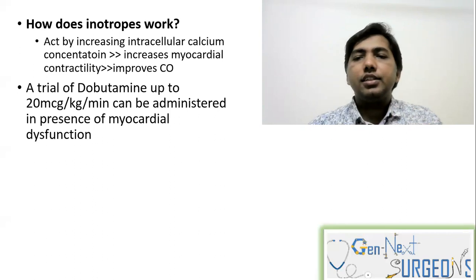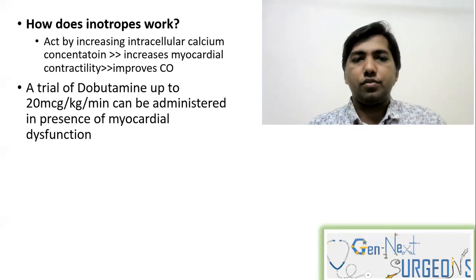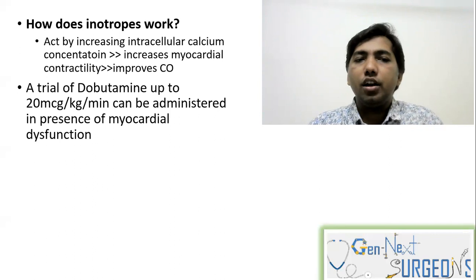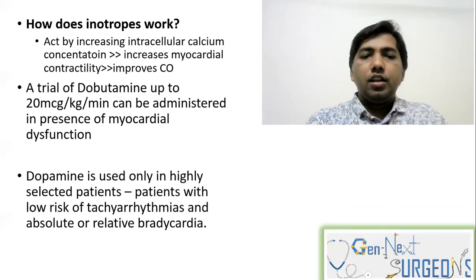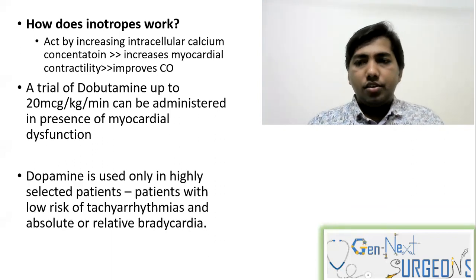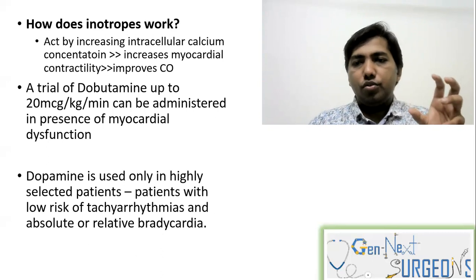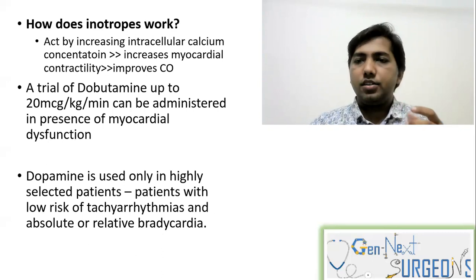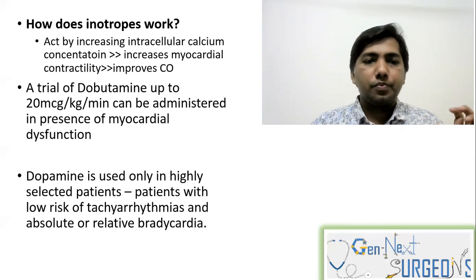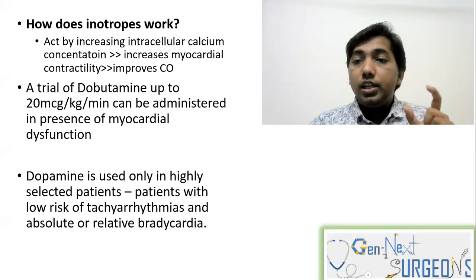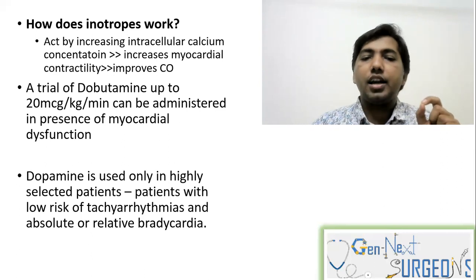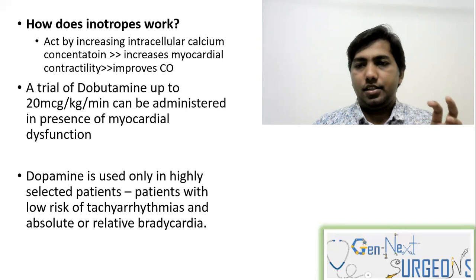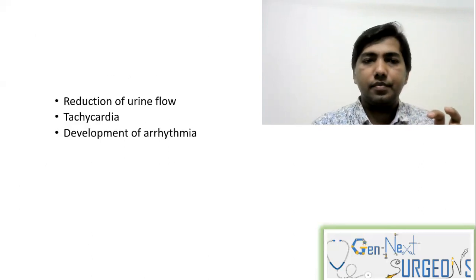It increases intracellular calcium concentration. That's why it increases myocardial contractility and increases cardiac output. Inotropes means force of contraction. Clear? And dopamine is usually not used here, not recommended here, though we use dopamine very much here in Bangladesh. Dopamine is used only in highly selected cases: patients with low risk of tachyarrhythmia and absolute or relative bradycardia. These are indications of using dopamine.